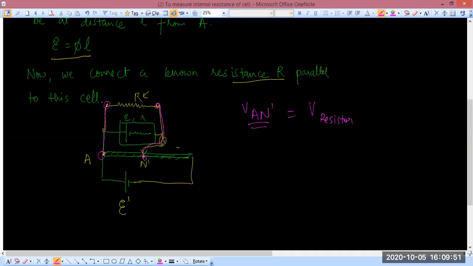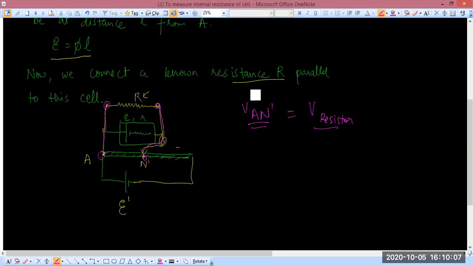So because there is a potential difference between A and N dash, there's obviously going to be a potential difference between the two ends of the resistor. So that means there is a current flowing through the resistor, right?